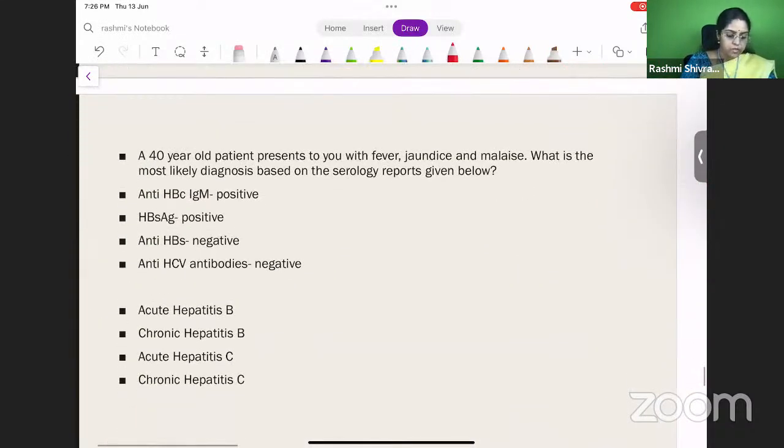A 40-year-old patient presents to you with fever, jaundice, and malaise. What is the most likely diagnosis based on the serology reports given below? The patient is having anti-HBc IgM positive, HBsAg positive, anti-HBs negative, anti-HCV antibodies negative. Is it acute hepatitis B, chronic hepatitis B, acute hepatitis C, or chronic hepatitis C? So this is again a very, very high yielding question. Once you know this, you can answer so many questions. It's very important also in your clinical practice, right? So tell me, what is the answer for this question?